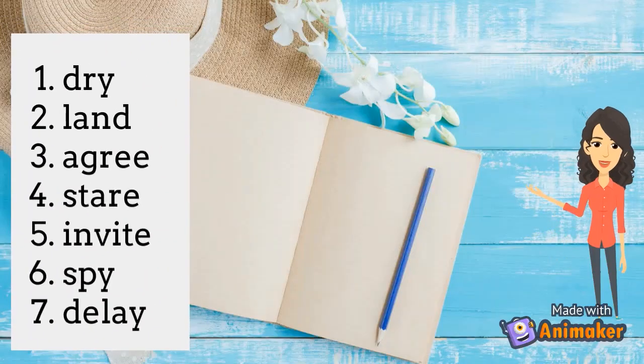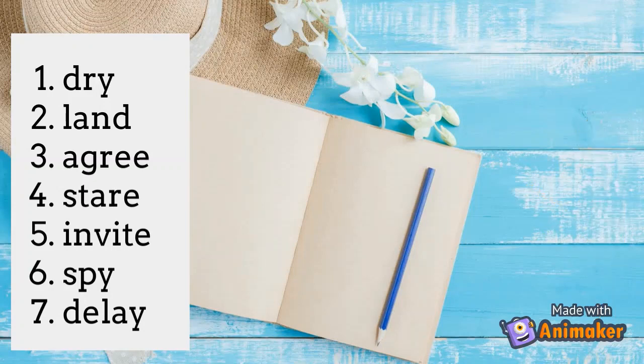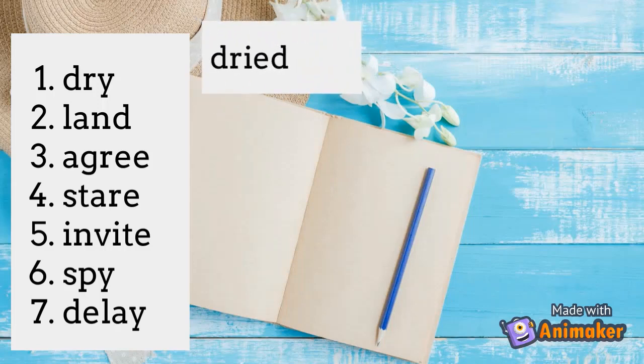Okay, what is the answer for question number 1? Try. What is the last letter of this word? Yes, Y. So which rule do you have to apply? We need to remove the letter Y, and plus IED. So the simple past tense form for dry is DRIED.